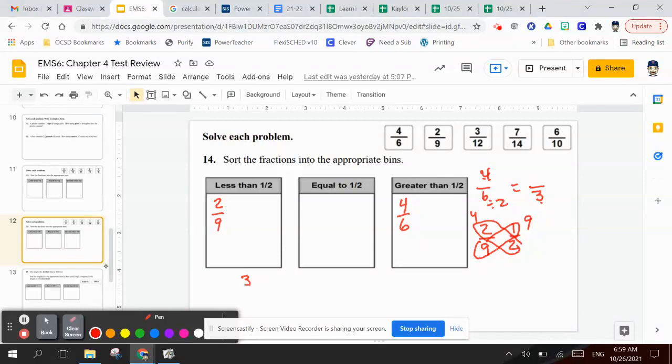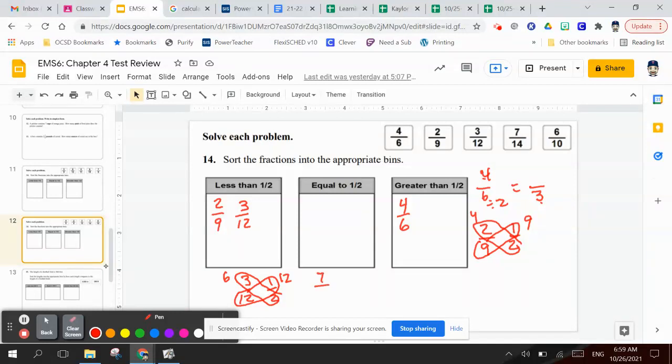3/12, 1/2. 3 times 2 is 6. 12 times 1 is 12. 6 is less than 12, so 3/12 is less than 1/2.